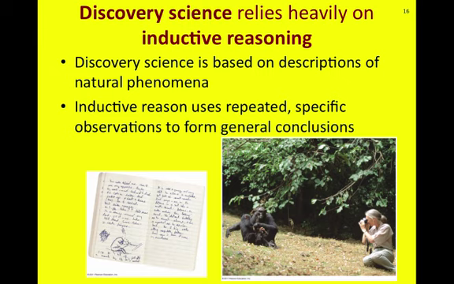Another way to conduct science, besides the scientific method, hypothesis-based science and deductive reasoning, is discovery science. Discovery science really is what the name tells it. You're going out just trying to discover. It relies heavily on inductive reasoning. Discovery science is based on descriptions of natural phenomena. One of the classic examples of a discovery scientist is Jane Goodall, featured in Chapter 1 of your textbook. She was a famous primatologist who made many specific observations about chimpanzees.